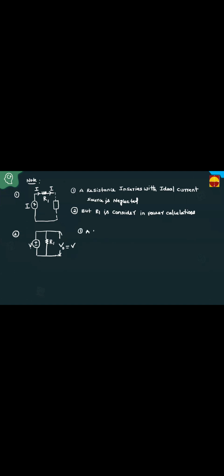A resistance in parallel with an ideal voltage source is neglected. So it's neglected. But R1 is considered in power calculations. The R1 is considered in power calculations.